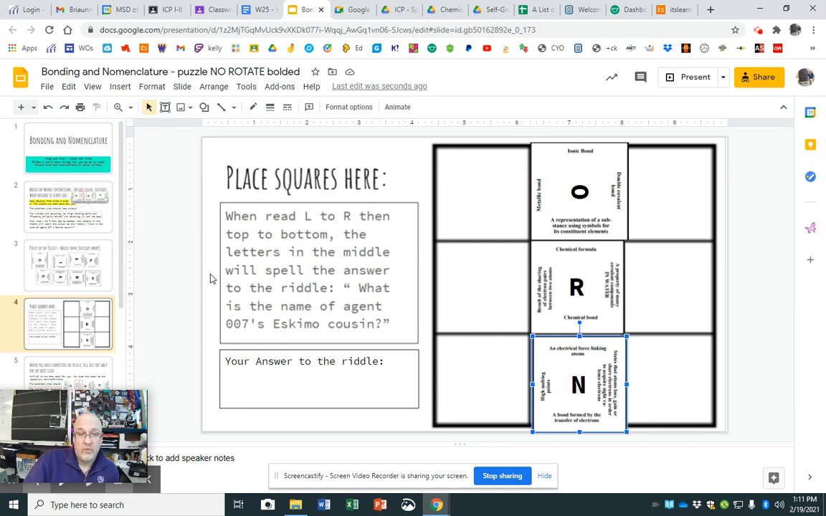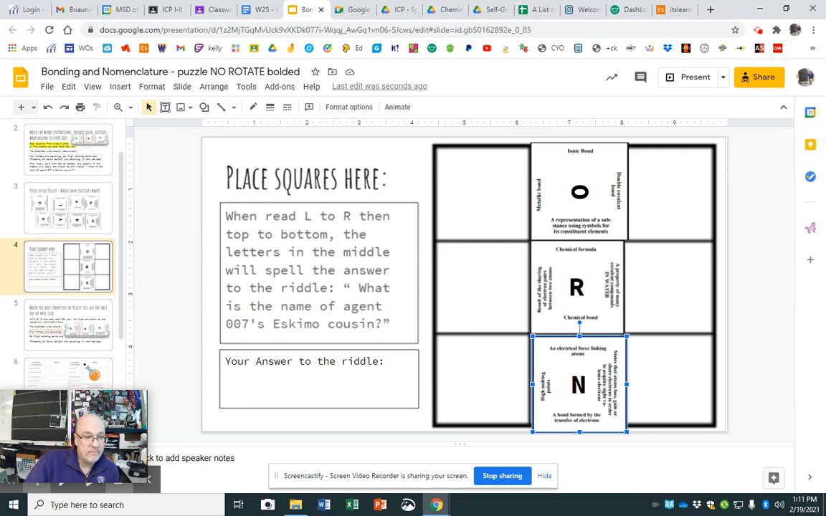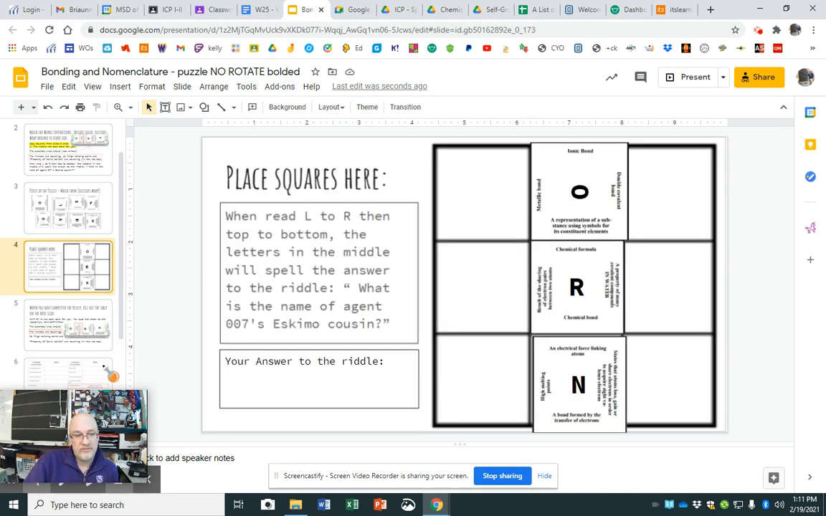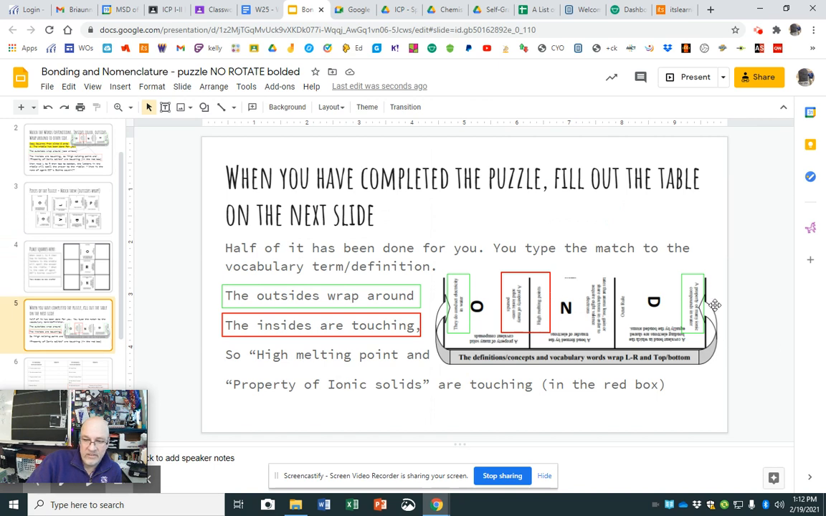So when you get to the vocab part that you need to type on, do things on page 4 and page 6. This is page 6. An ionic bond is a bond formed by the transfer of electrons. So this one right here and this one right here are linked. It wraps around. This one, chemical bond, is an electrical force linking atoms. Those two go together. These two go together. A chemical formula is a representation of a substance using symbols for its constituent elements. So they go together.